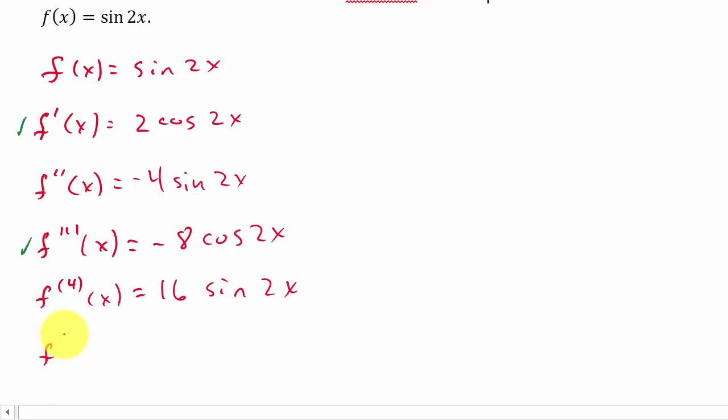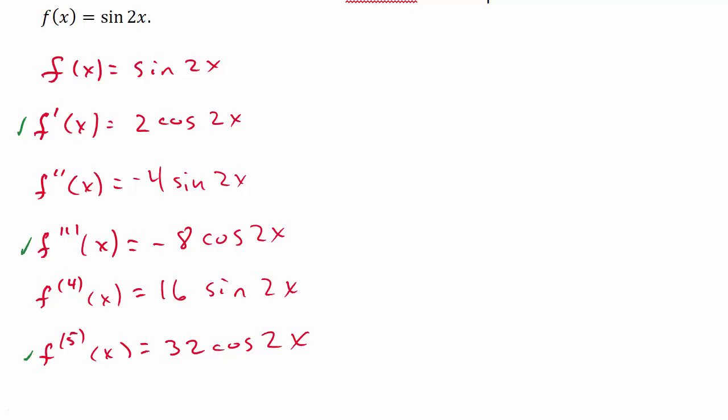Now let's take the fifth derivative, and that is going to give me 32 cosine 2x. So there's my third term. Now I know that when I evaluate this at 0, I'm going to get 0 as an answer. When I evaluate this one at 0, I'll get 0. And when I evaluate this one at 0, I'll get 0.